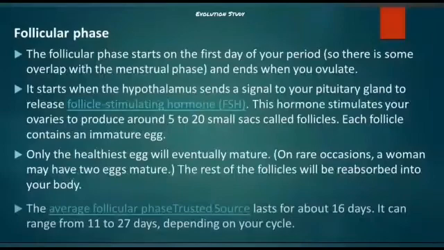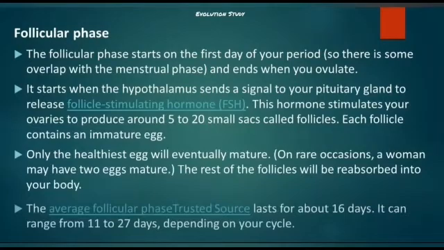Now, what happens in the follicular phase? The follicular phase starts on the first day of your period, so there is some overlap with the menstrual phase, and it ends when you ovulate. It starts when the hypothalamus sends a signal to your pituitary gland to release the follicle stimulating hormone FSH. This hormone stimulates your ovaries to produce around 5 to 20 small sacs called follicles. Each follicle contains an immature egg.